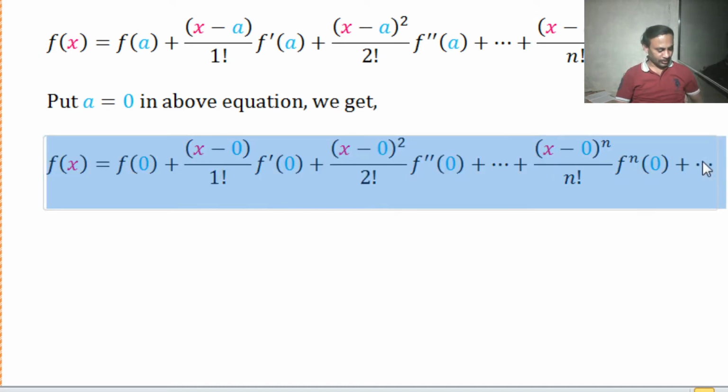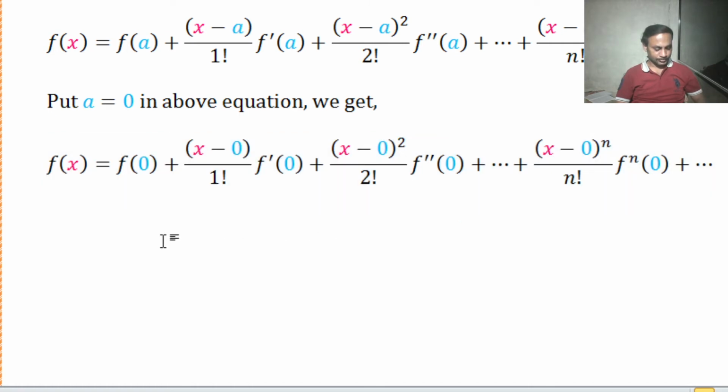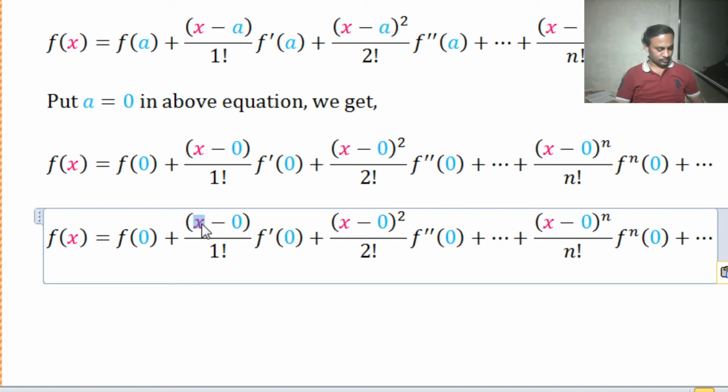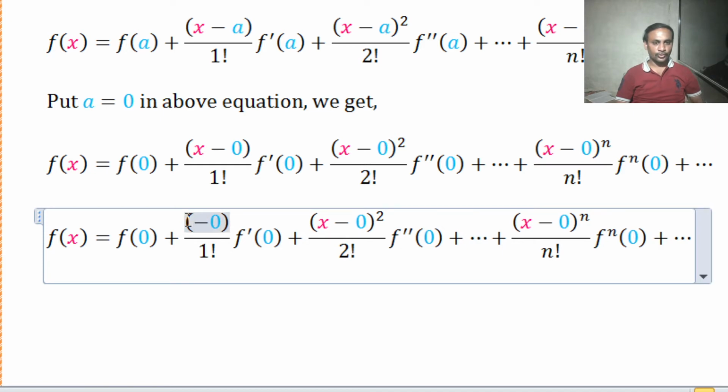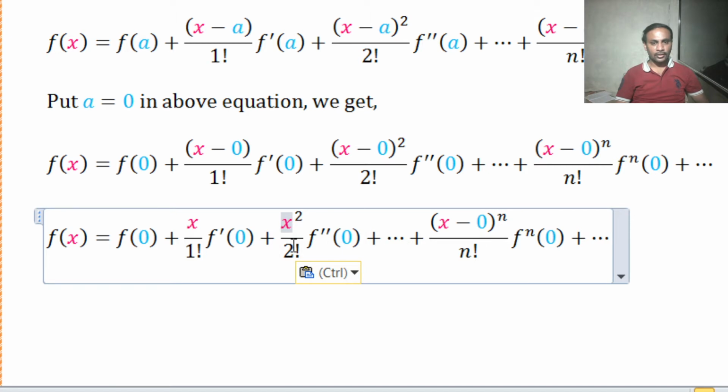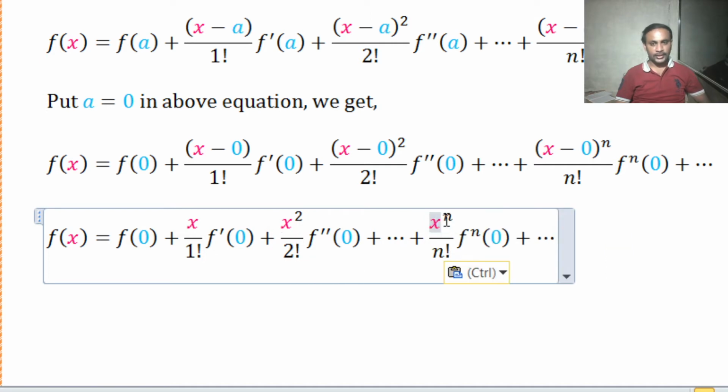But after simplification we get f of x as f of 0 plus x upon 1 factorial into f dash of 0 plus x square upon 2 factorial into f double dash of 0 plus and so on, x raised to n upon n factorial into nth derivative at 0.